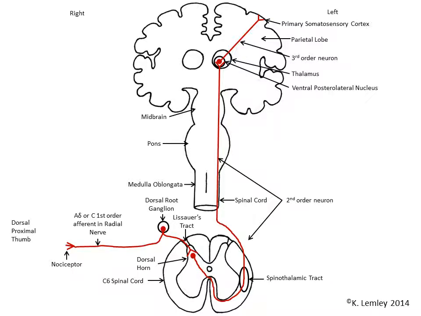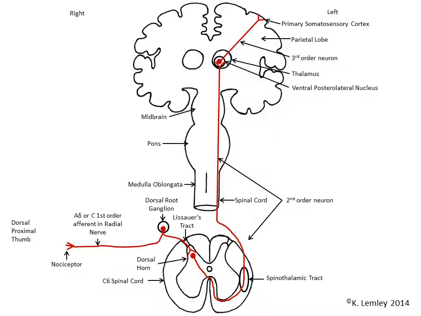And here is my drawing of a primary pain pathway. I have drawn mine on the opposite side of the one that's in your book. So we have a nociceptor. Again, if we were talking muscle and joint, we could call it a type 4 receptor. But in this case, I'm looking at skin, and I'm specifically talking about pain at the dorsal aspect of the proximal thumb.